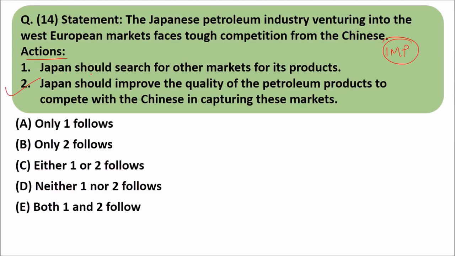First one, Japan should search for other markets for its products. That means they are saying that Japan should leave Western European markets and search for other markets. Running away from the competition is not an option. You should never run away from competition, okay. You should never run away from a problem. You need to find a solution to the problem. If the competition is tough, find a solution. The solution cannot be running away from the competition, okay. So this is not a logical and practical action, okay. So only 2 follows.